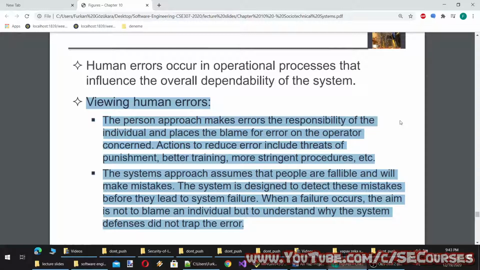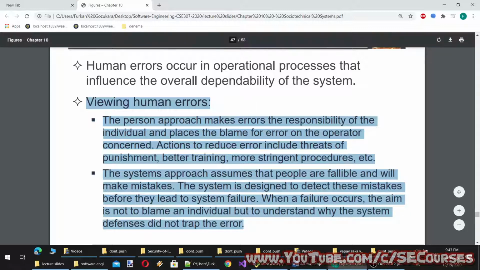The systems approach assumes that people are fallible and will make mistakes. The system is designed to detect these mistakes before they lead to system failure. When a failure occurs, the aim is not to blame an individual but to understand why the system defenses did not trap the error. Okay, I think this is really important.